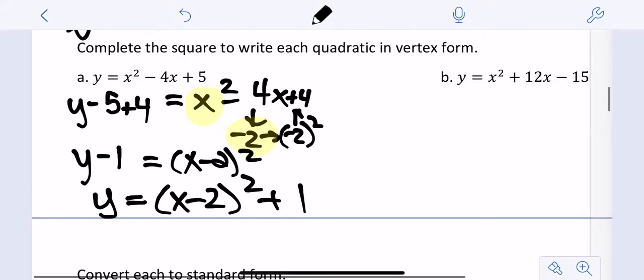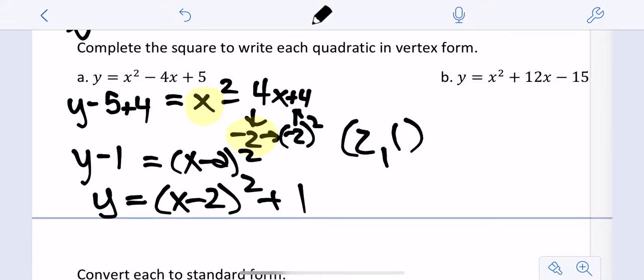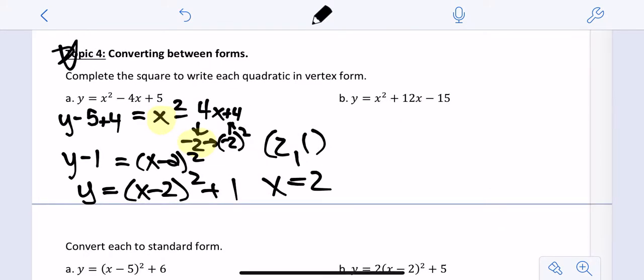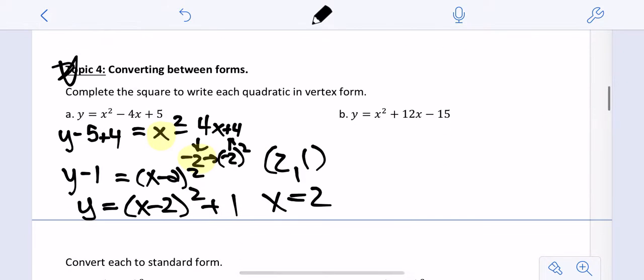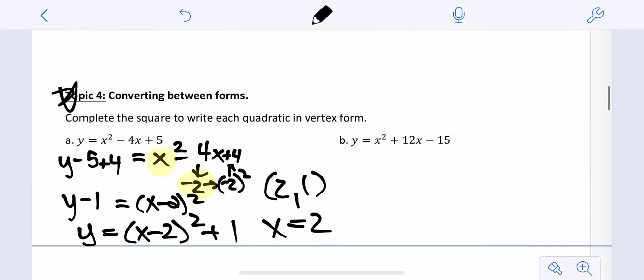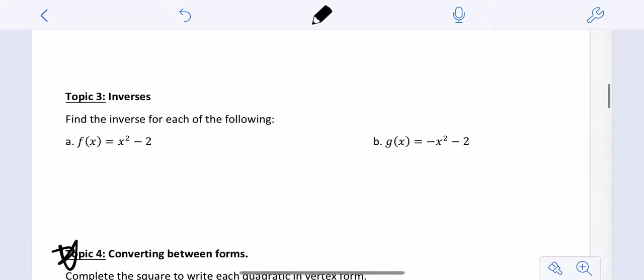And so again, that would give you your vertex at (2, 1), and your axis of symmetry is at x = 2. Okay. So remember, you can either complete the square or you can use the vertex formula, but also remember completing the square is only going to work if your leading coefficient is a 1.